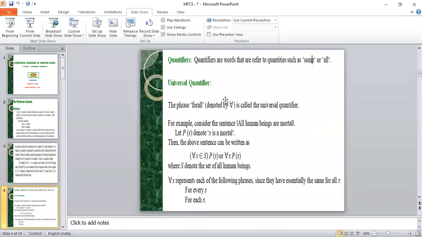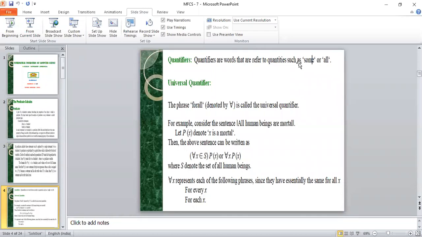So next, quantifiers. Quantifiers are words that refer to quantities such as some or all.